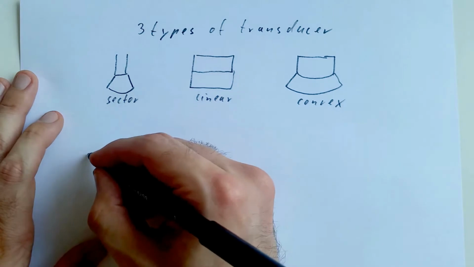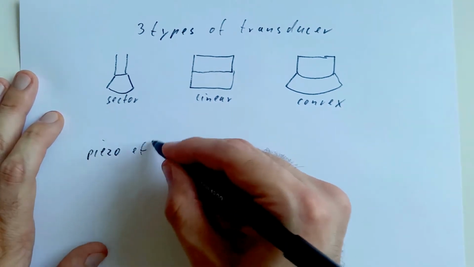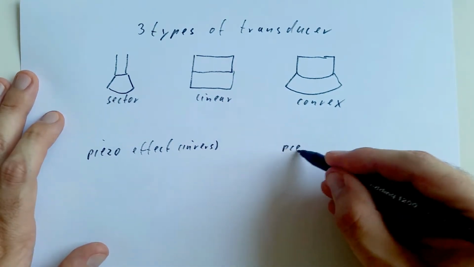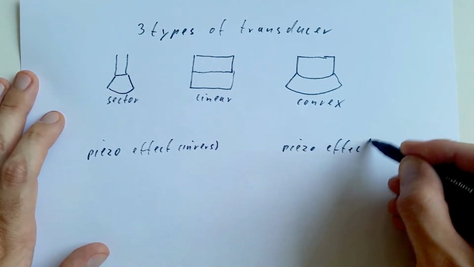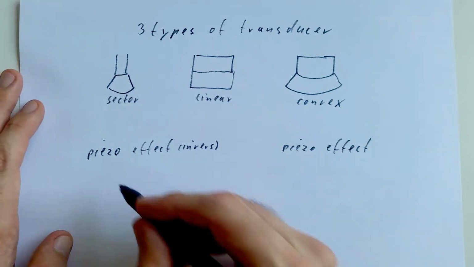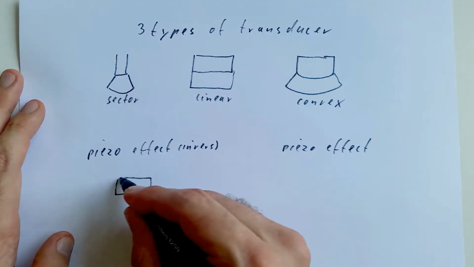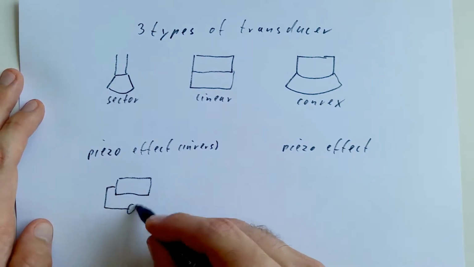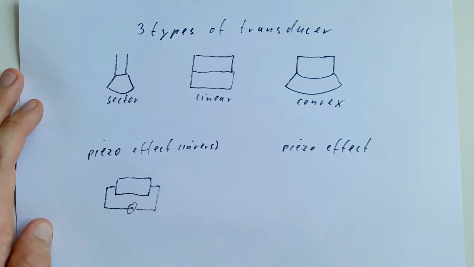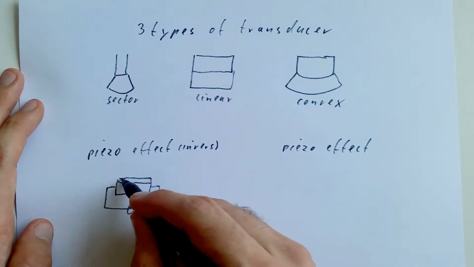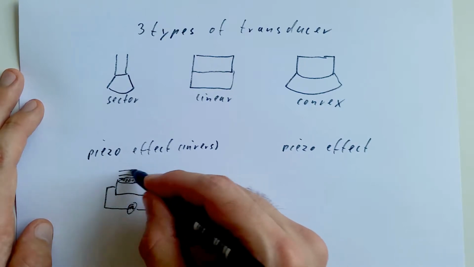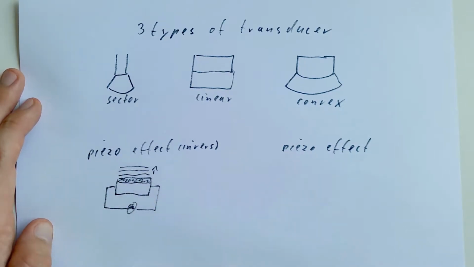The piezo effect exists in two types, which are both necessary for creating images via ultrasound: the inverse piezo effect and the piezo effect. Let's start with the inverse piezo effect. If we take this crystal and apply a potential, to be exact a DC voltage, the crystal starts to deform, and due to this process sound waves, in our case ultrasound waves, are created.